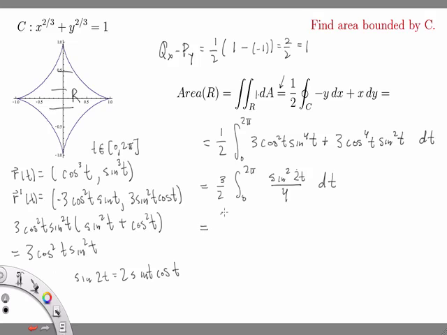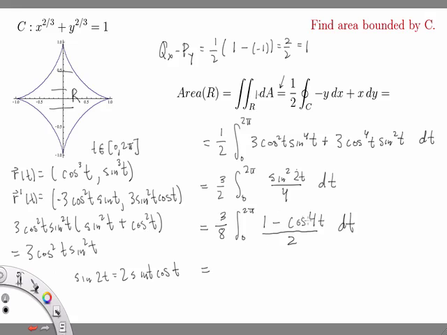Okay, so in the end I have 3/8. The integral is 0 to 2 pi. And then whenever I have just a single trig function squared, I can use essentially the half angle formula backwards, and I can write this as, so sine squared of 2t is 1 minus cosine of twice that angle, so 4t, over 2, dt.